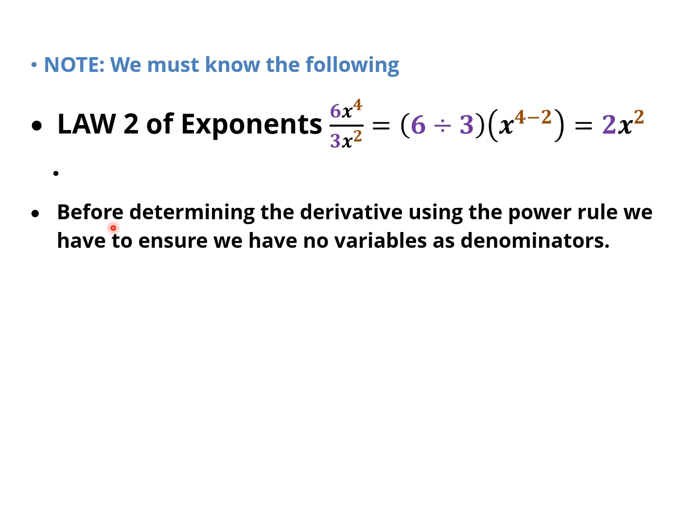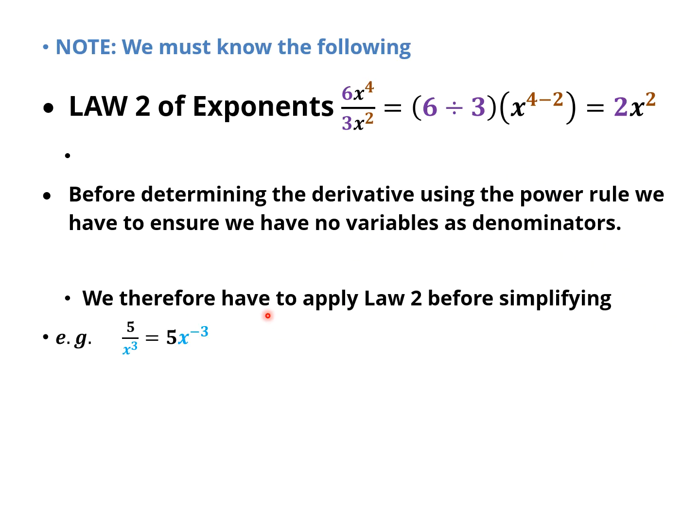Right, now before we can determine the derivative using the power rule, we have to ensure that we have no variables as denominators. What I mean is, before I can find the first derivative of this, if I were asked to do so, I cannot do so while I have an x squared at the bottom. That must be taken to the top. So we therefore have to apply law 2 before we can simplify and find the first derivative.